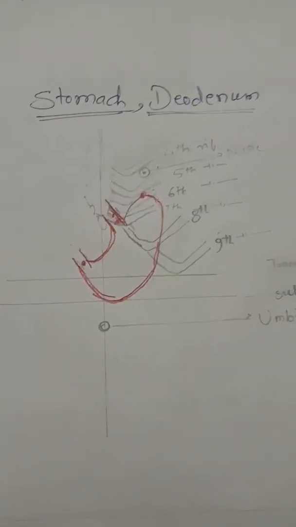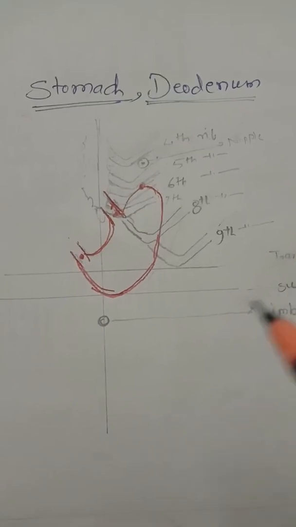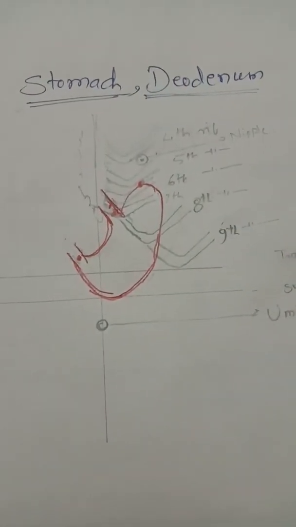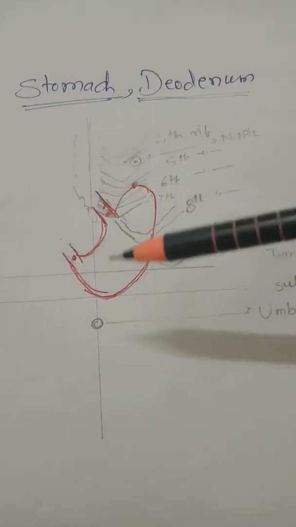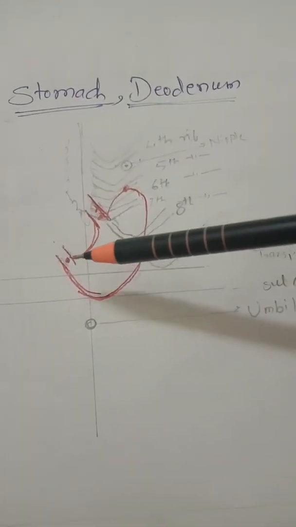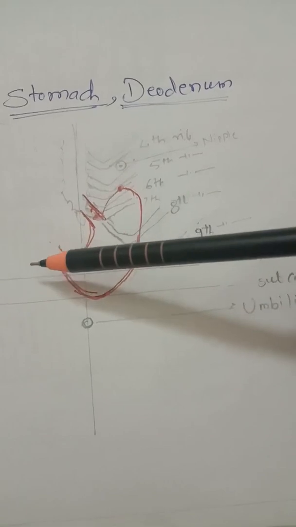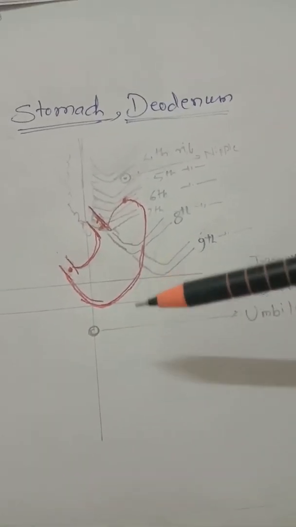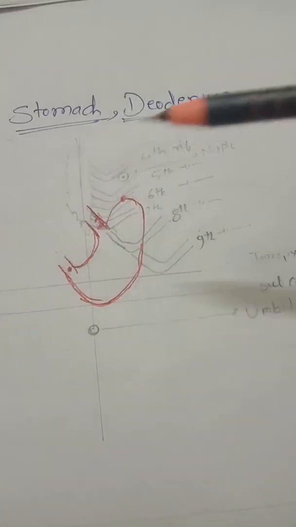So after completion of the stomach, let's see the surface anatomy of the duodenum. The duodenum is the continuation of the pyloric end of the stomach, and it is a C-shaped structure and the first part of the small intestine.